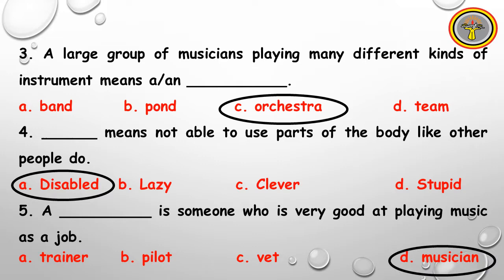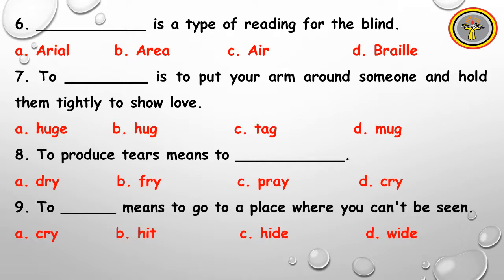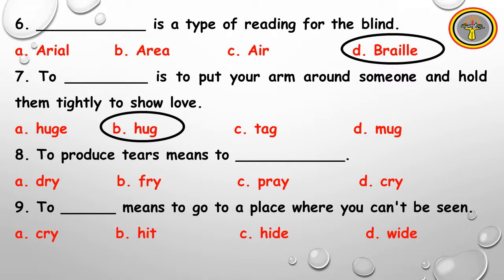Number six, braille is a type of reading for the blind. Number seven, to hug is to put your arm around someone and hold them tightly to show love. Number eight, to produce tears means to cry. Number nine, to hide means to go to a place where you can't be seen.